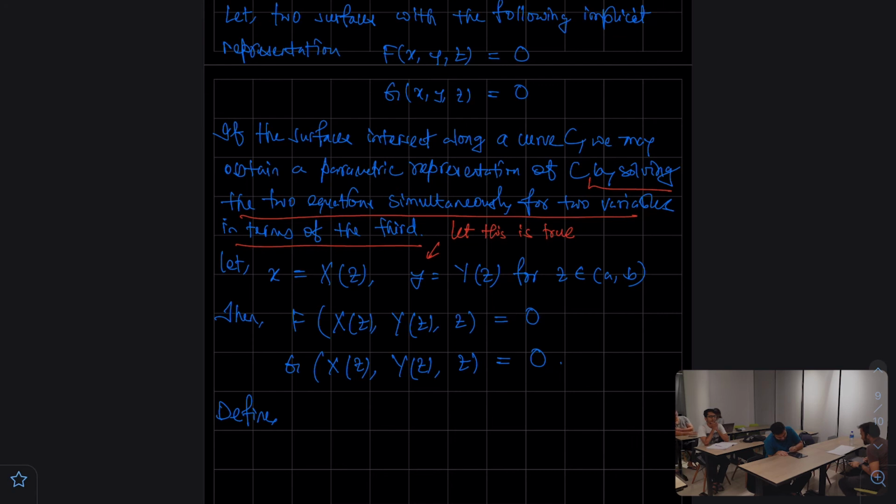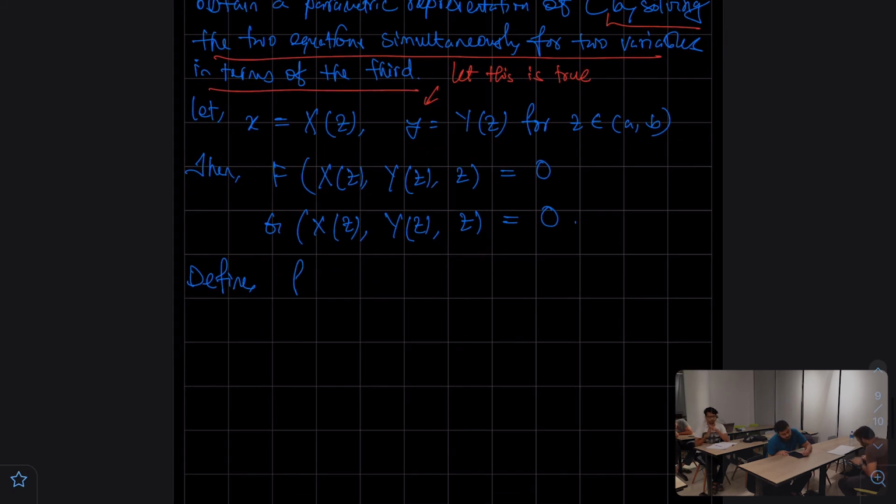For example, one of these is a plane, say the YZ plane, and the other one is the sphere. So the intersection is a circle. Something like that. The boundary of this slice. Yes. So moving on.